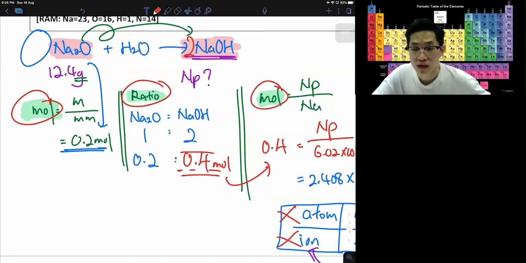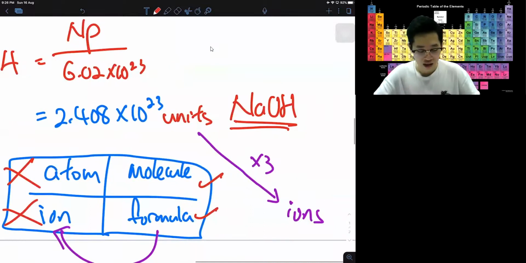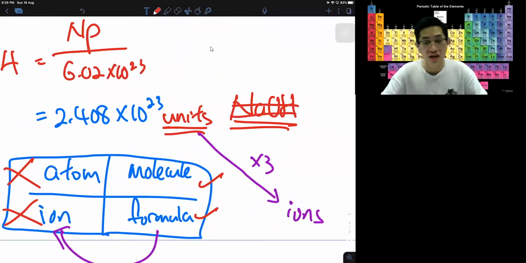What we must name the NaOH at the end of the answer. What do you mean by name? Like units of sodium hydroxide? No need. You can just write this as your final unit. You don't have to write this one out.